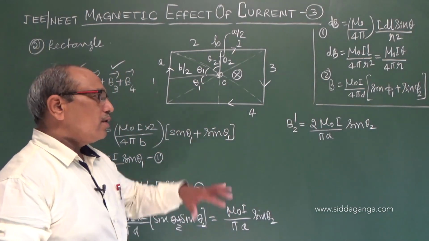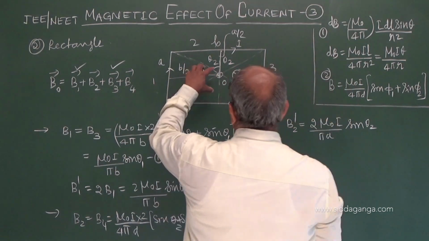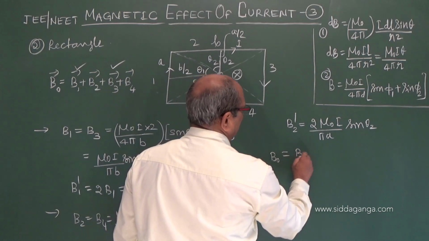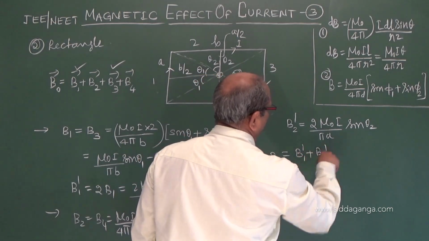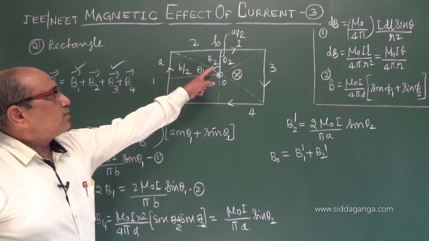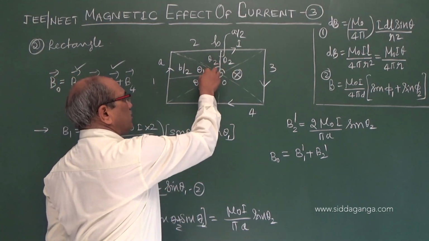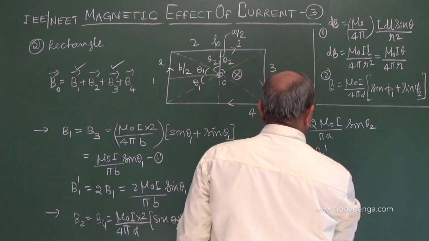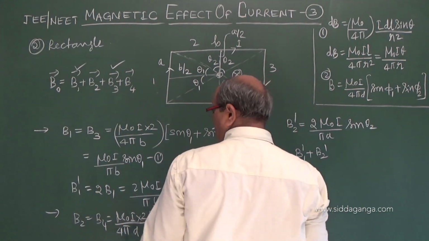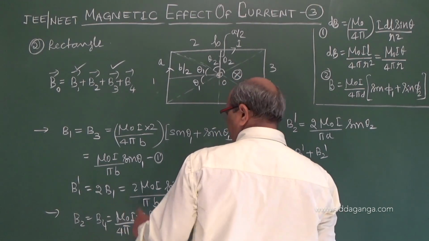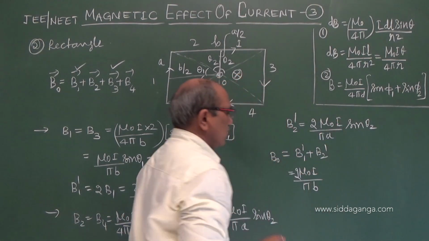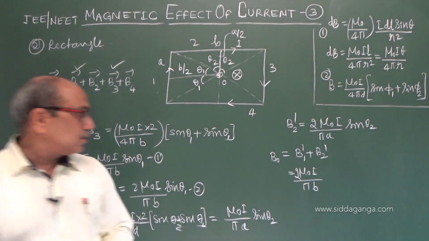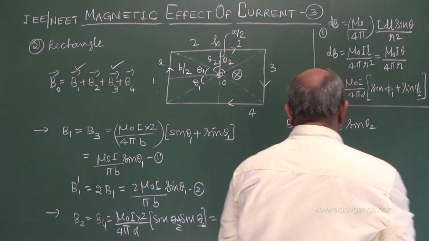Let us think what happens to the total field. Because the direction is same, we can add them. The net field at the center is B1 dash plus B2 dash. These are theta 1 and theta 1. So adding that, I can write as mu naught I 2 divided by pi b. B can be taken inside. I write it for easiness.